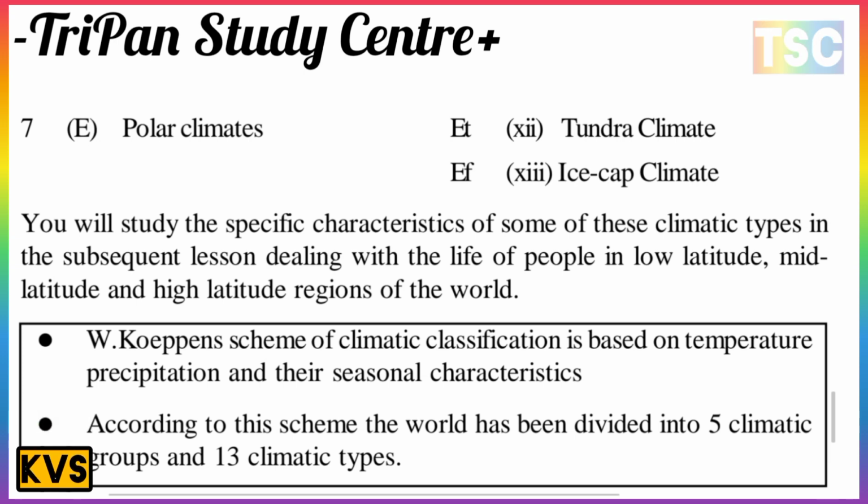You will study the specific criteria of some of these climate types in the sequential lessons dealing with the life of people in low altitudes, mid altitudes, and high altitude regions of the world. The main important point is that Koppen's scheme of climatic classification is based on temperature, precipitation, and seasonal characteristics. According to this scheme, the world has been divided into five climatic groups and 30 climatic types.